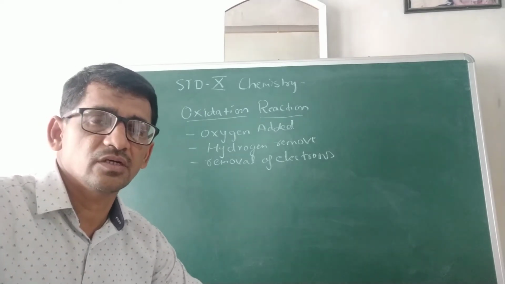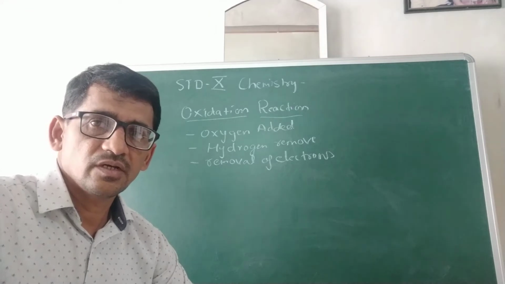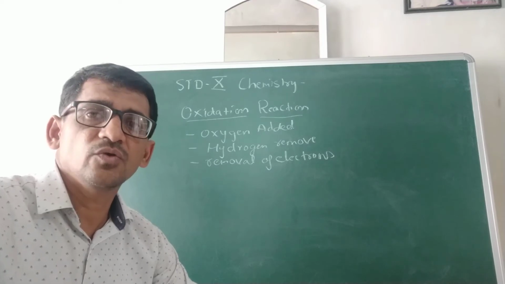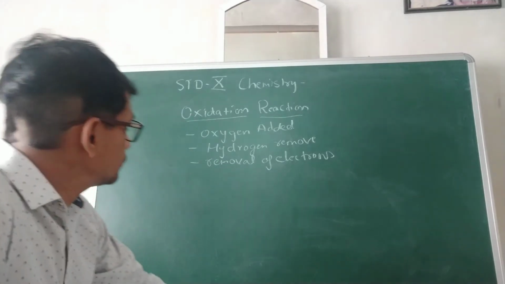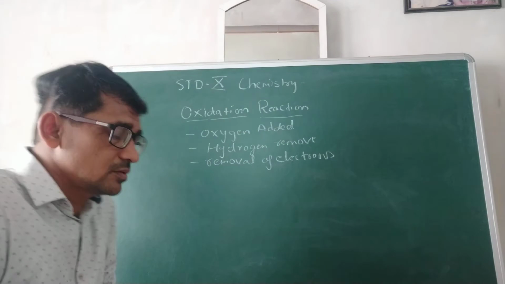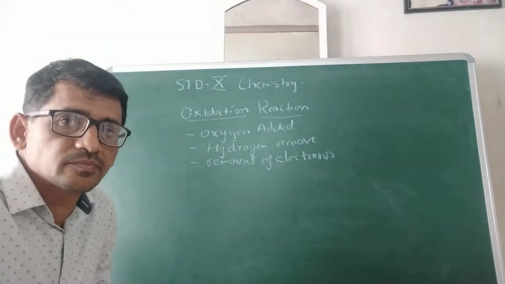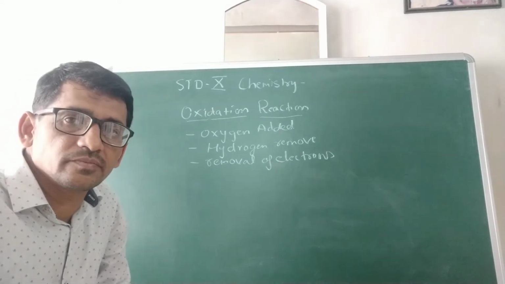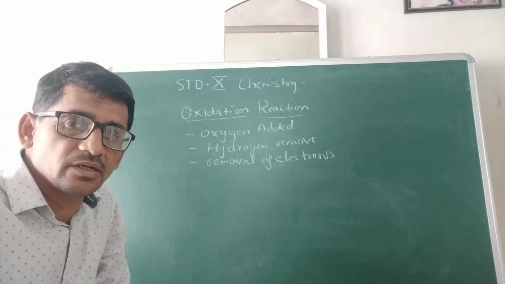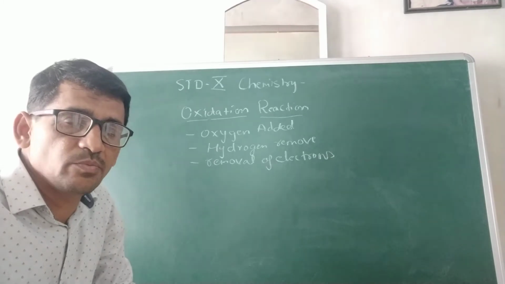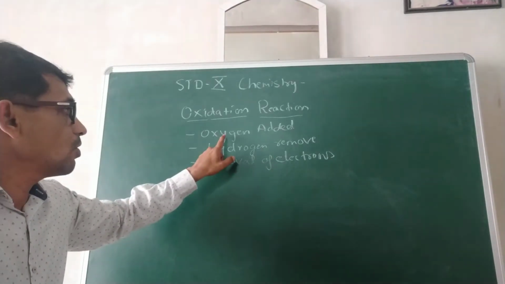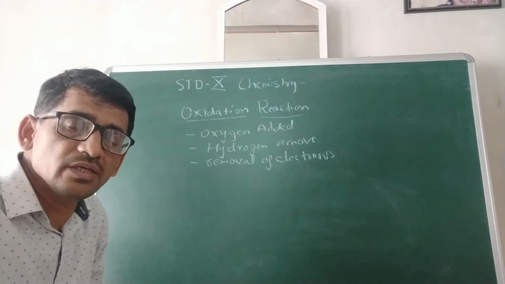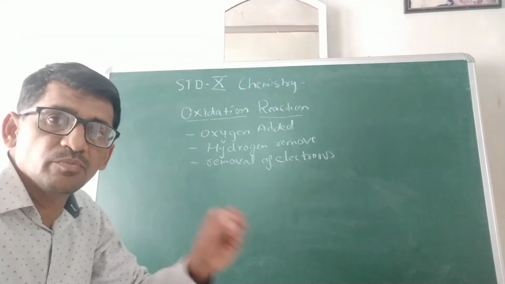So one by one we discuss oxidation reaction, reduction reaction, and then we study the combined redox reaction, and we take a few examples of it. First one is oxidation reaction. In oxidation reaction, the first definition is addition of oxygen to a particular reactant. The product which is formed is known as oxide product. So the first definition is oxygen added.